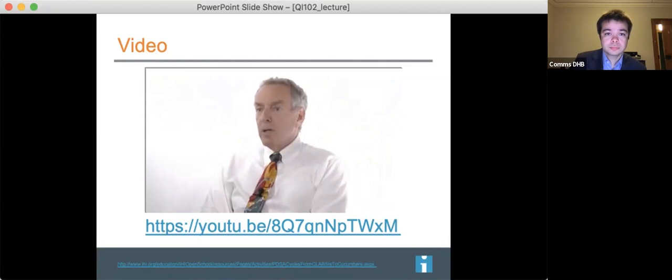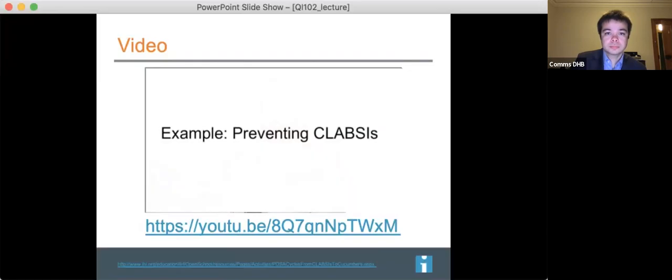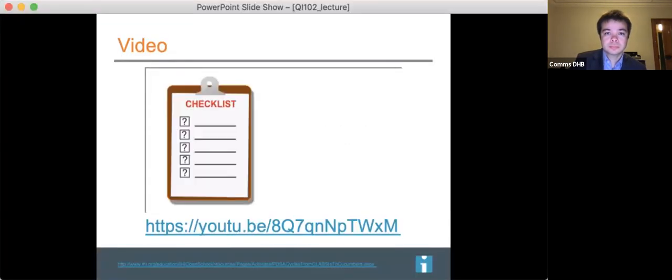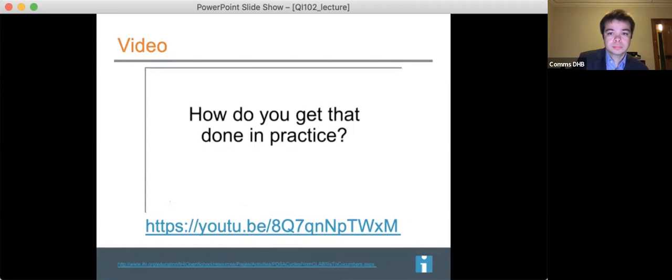So that's pretty simple, and you've probably seen many examples of this in healthcare, even if nobody called it a PDSA. Let's look at an example of trying to prevent central venous catheter-associated bloodstream infections, or CLABSIs. Now, we all know that a checklist has been shown to be very effective in getting folks to reliably do the right evidence-based practices when they put in a line, and that reduces infection. The question is, how do you actually get that done in practice? How do you execute on that evidence-based plan?